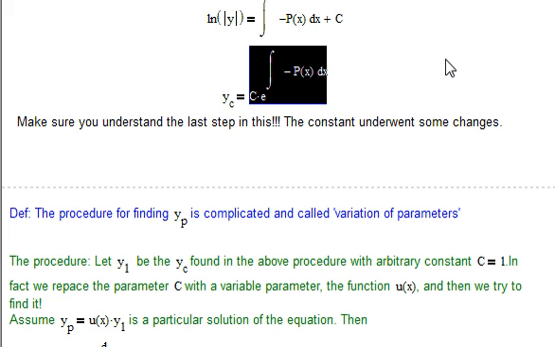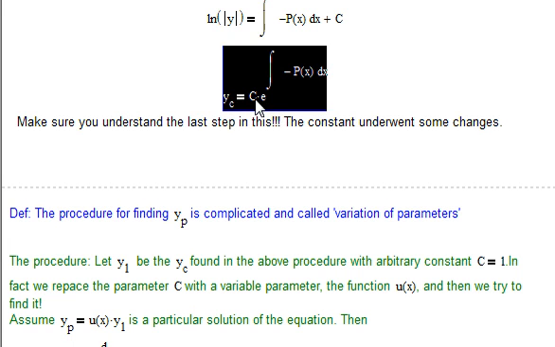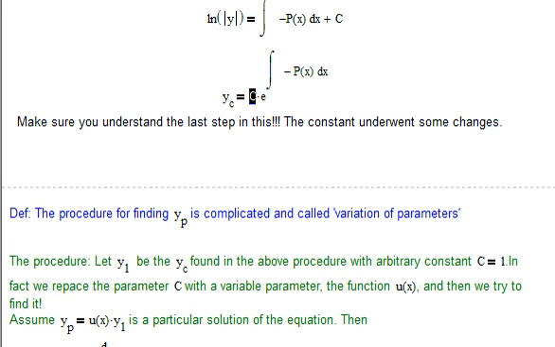solution of the homogeneous equation, instead of having an arbitrary constant c, we're going to replace that with not a parameter number like a constant c. We're going to replace it with a variable function. So that's what happens. We take our yc, we replace this constant with the variable function u of x.